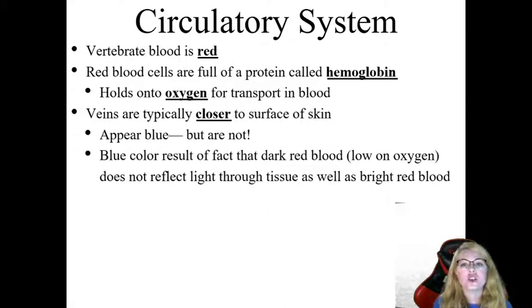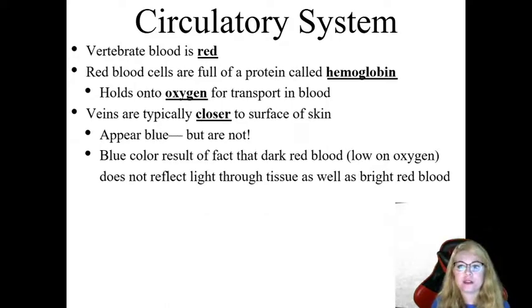Okay? And so you guys know, vertebrate blood is red, and the red blood cells are full of a protein called hemoglobin, which holds onto oxygen for transport in blood. And again, this information will serve you well in future classes if you take advanced biology, because we will dive way more deeply into this in Anatomy 1.